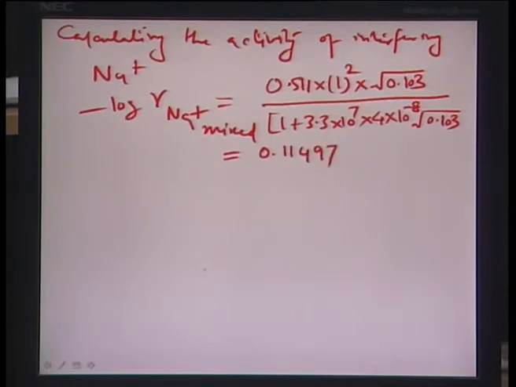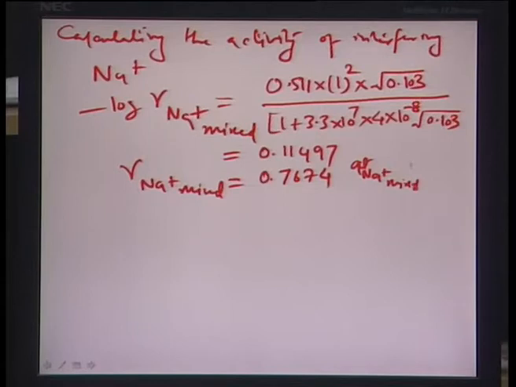and this comes out to be equal to 0.11497. Okay. So, therefore, the gamma Na⁺ in the mixed phase, or the activity coefficient of the sodium ion in the mixed phase, comes out to be 0.7674, or the activity of the sodium ion, act Na⁺ in the mixed phase, comes out to be equal to 0.7674 times 0.1, which is 7.67 × 10^-2 molar.